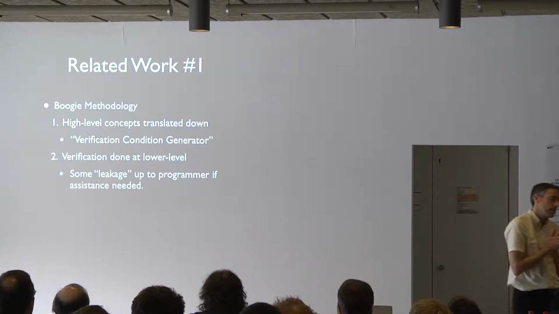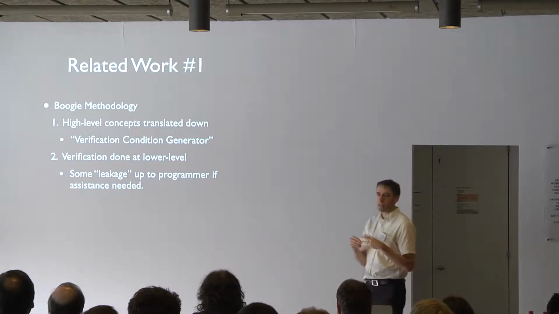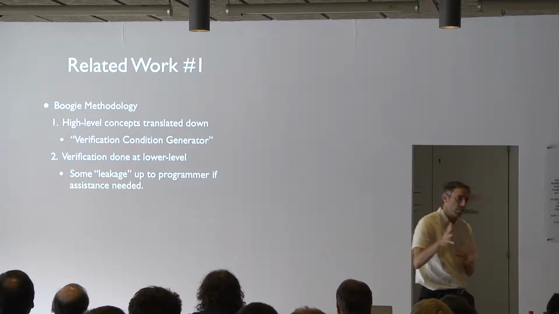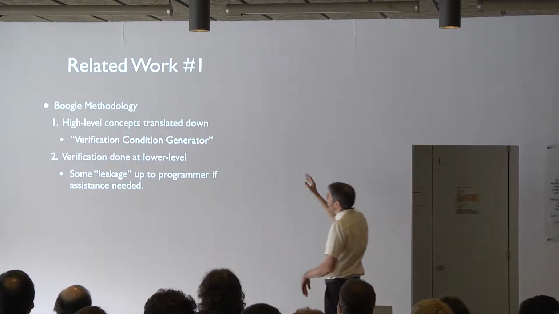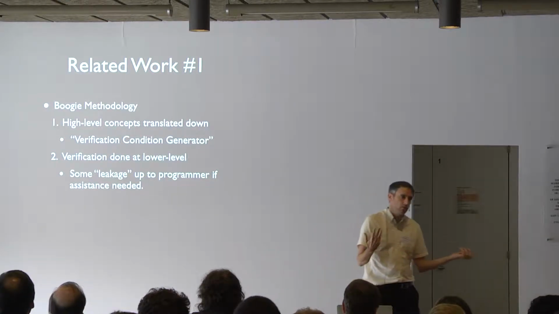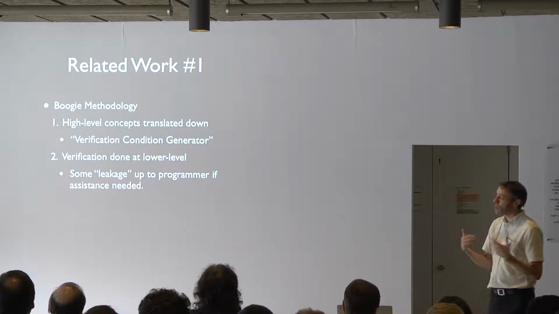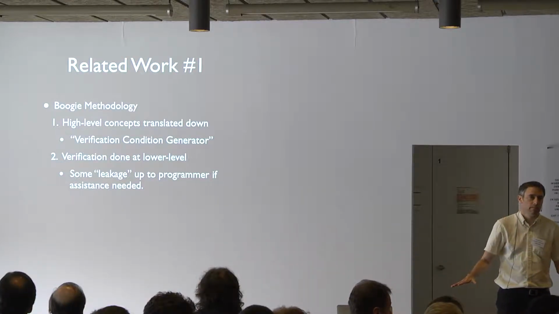So I'm going to talk about some related work here for the first level, and I'm going to miss out lots of things. But I just wanted to point out two methodologies which are taking some of the same ideas, with a somewhat different approach, and I want to evaluate them according to this particular ideal. There are other ideals you could evaluate them with respect to, but in the Boogie methodology, the high-level concepts, ownership and immutability, are translated down into the Boogie system with a verification condition generator, and then they're verified down at this low level.